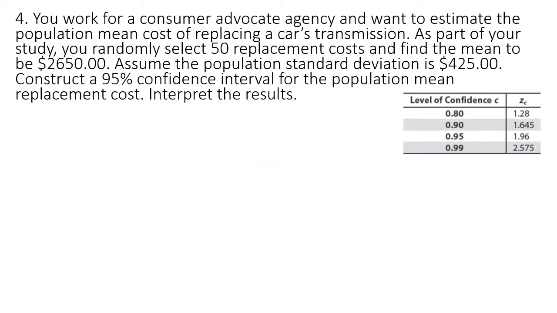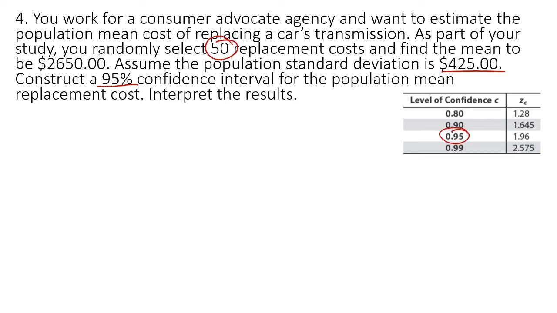Now for this one, we're trying to find the population mean cost for replacing a car's transmission. And we've done a study, found that out of 50 replacement costs, the average was 2,650. The population standard deviation, you know to be 425, and we want to construct a 95% confidence interval. There's our last number we'll need.